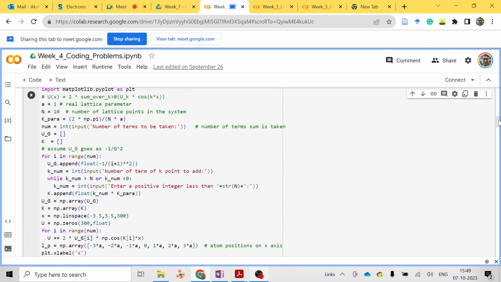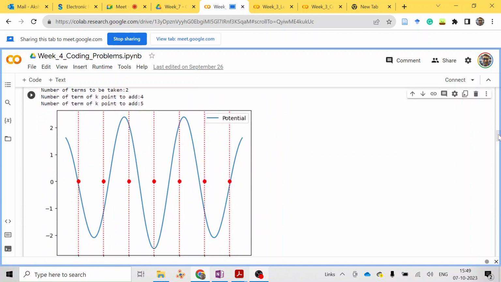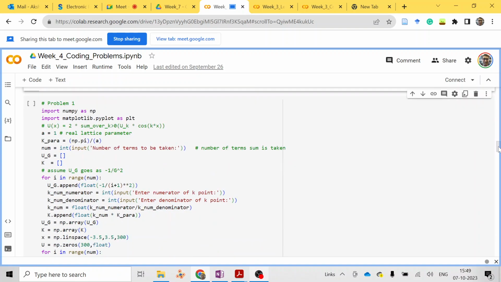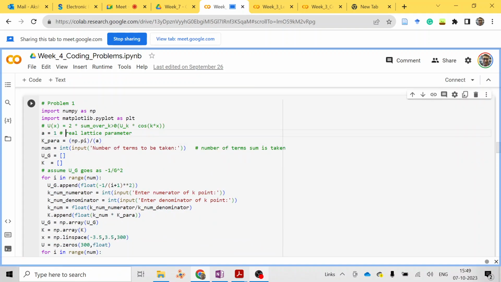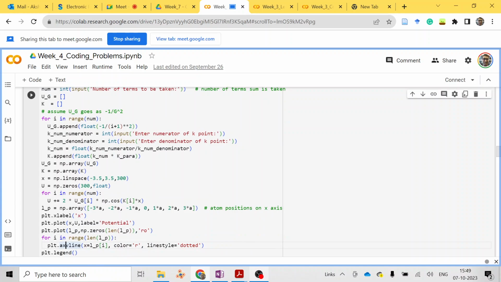This code will be shared in the Google Drive, so you can check out these codes and play along with them. Alright, so let's quickly do this problem. The problem that was given to us uses the same code that I discussed right now. Here I am putting the k values, and then I'm doing this extension, and then we just have to plot and check if that works.